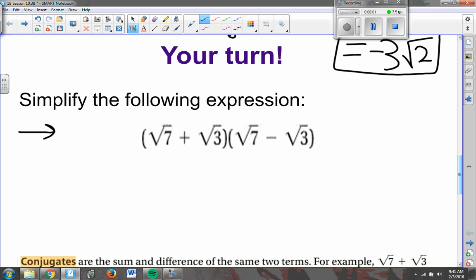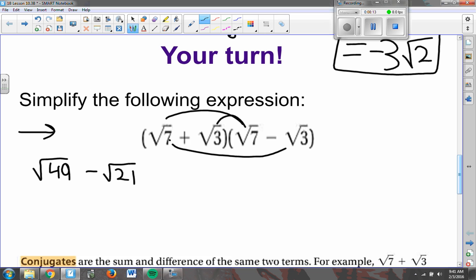Alright, when we FOIL, the square root of 7 times the square root of 7 ends up being the square root of 49. The outside ends up being minus the square root of 21. The inside ends up being plus the square root of 21. So those will cancel each other out too, that's nice. And the last is minus the square root of 9.